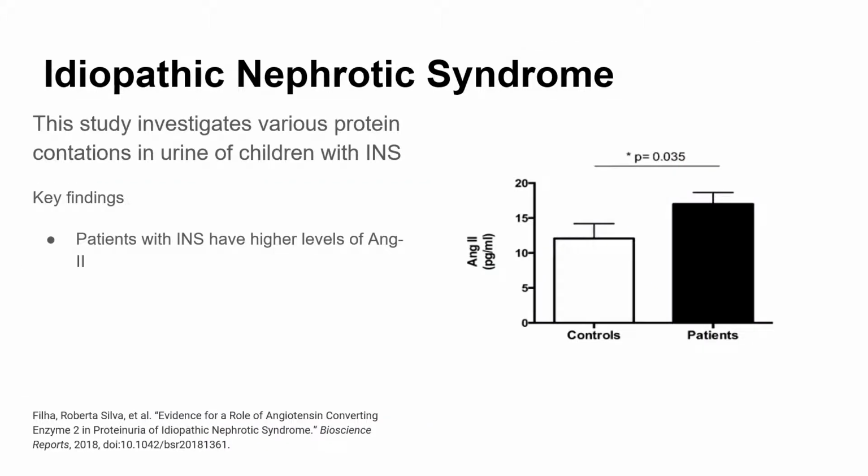The focus of this study was to investigate the concentrations of various proteins in the urine of children with acute INS. Researchers were able to determine a significant increase in the level of angiotensin II in children affected with INS. Though this study was unable to directly connect INS to an increased level of angiotensin II, it does open the door for further research to determine a definitive cause of INS.